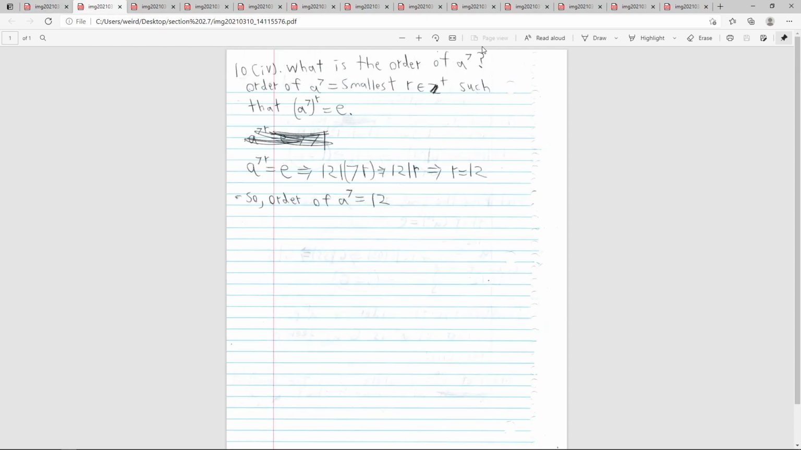And what is the order of a to the 7th now? The order of a to the 7th equals the smallest positive integer r such that a to the 7 to the r power equals e. a to the 7r equals e implies that 12 divides 7r, which means that 12 divides r, because 12 and 7 are relatively prime to each other. So 12 has to divide r, and that means r equals 12. So the order of a to the 7th equals 12.